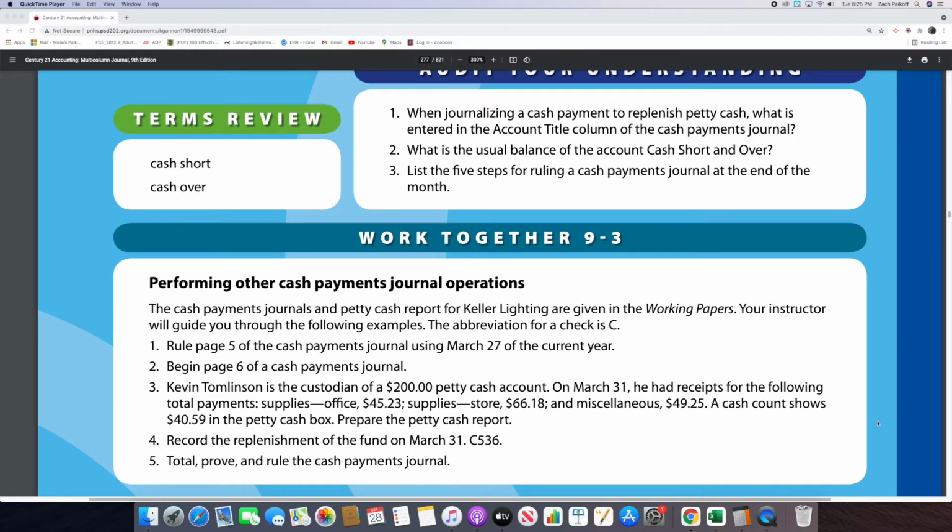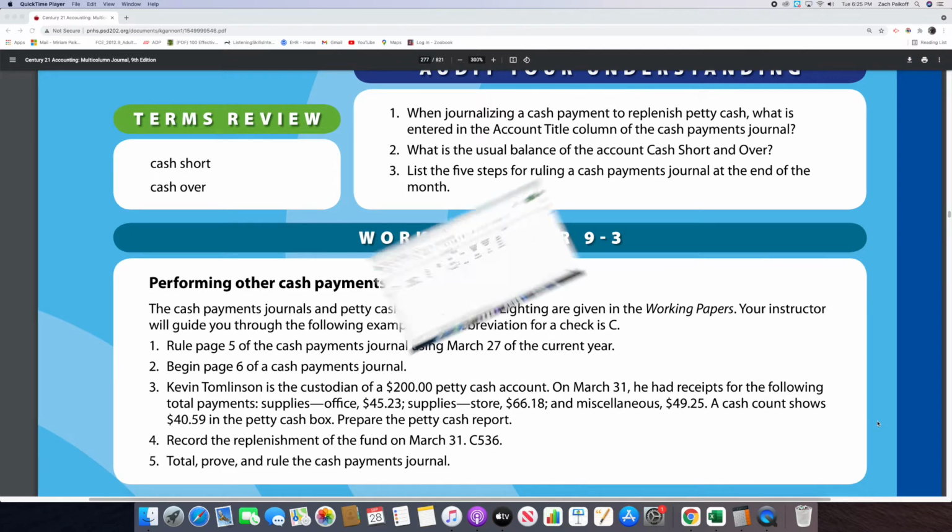Number 4. Record the replenishment of the fund on March 31st, check number 536. And number 5, total, prove, and rule the cash payments journal. Alright, so now that I've read over the instructions, let's jump right into the 9-3 work together.